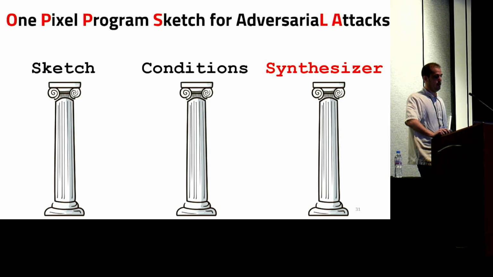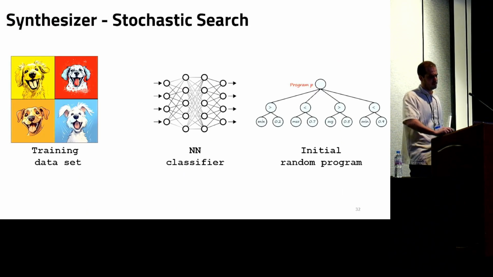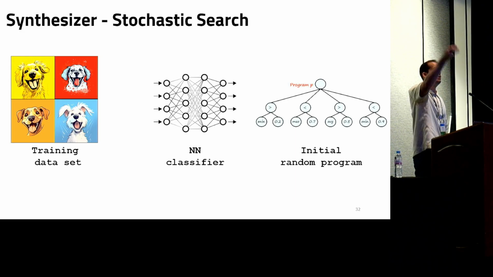Let's now examine our synthesizer, which employs a stochastic search inspired by the Metropolis-Hastings algorithm. I want to emphasize here that the main challenge of our search stems from the fact that the condition language consists of both Boolean constraints and real-valued variables and constants. So as a result, the condition language is both infinite and not suitable for standard numerical optimization. Our synthesizer operates using a training dataset consisting of up to only 50 images, which is a fairly small number, a pre-trained neural network, and an initially random prioritization program.